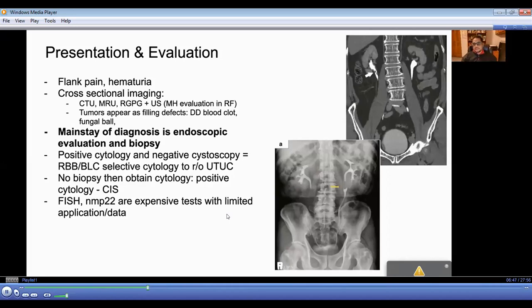And as you can see on this retrograde pyelogram, you've got a big defect. I think it says 15 minutes. It may be an IVP format too. But you would see a filling defect on retrograde imaging.